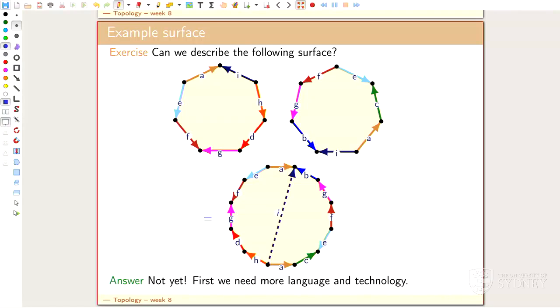But I promise you there will be a really beautiful answer. In the end, you will be able to decide by just looking at this picture what surface you see. And then our whole problem of classifying surfaces is just looking at polygons and, well, counting a certain number of things.